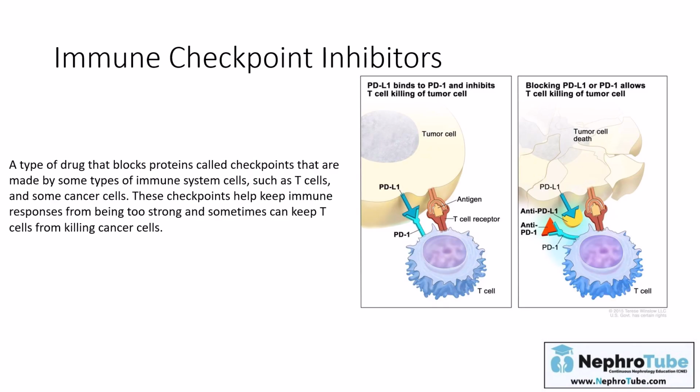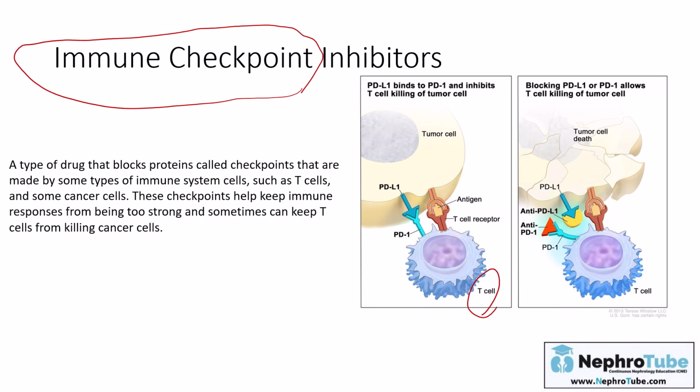What are immune checkpoint inhibitors? At first, what are immune checkpoints? On the T cell, there is what is called PD-1, and on the tumor cell, what is called PD-L1. If PD-L1 binds to PD-1 on the T cell, this inhibits the T cell from killing the tumor cell. The T cell will not attack the tumor cell. So we need drugs that prevent PD-1 from binding to PD-L1, and these are the checkpoint inhibitors.